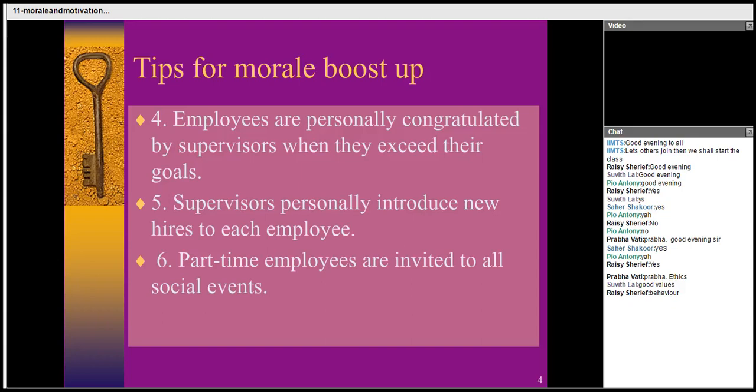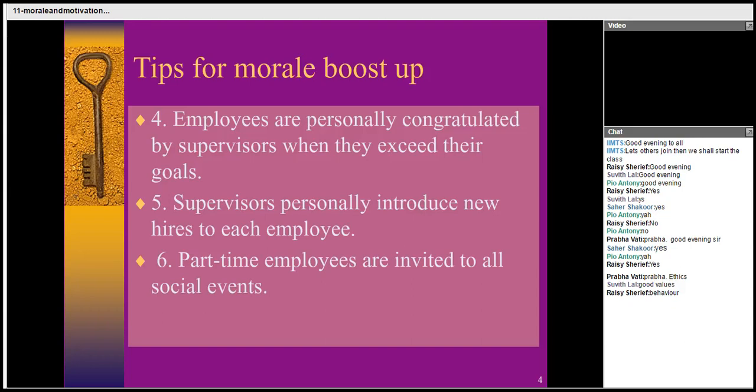So why is morale boost required? For everything to happen, you need motivation in life. If you have motivation, then you will try to put in your best efforts in that particular work. So whenever you are working in an organization, you need a morale booster. You need somebody to come and appreciate your work, motivate you, guide you, and tell you about behavior, values and ethics. So that is what morale boost up is.